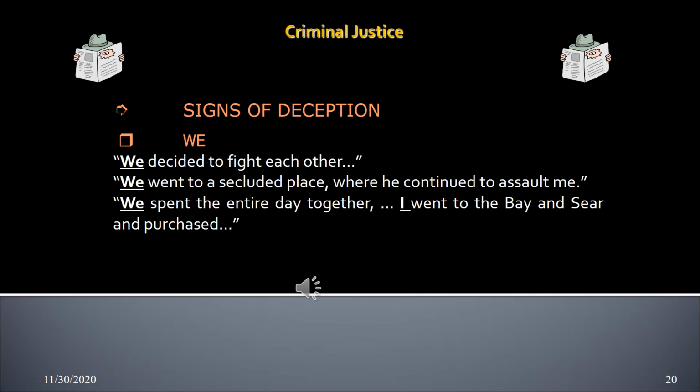"We went to a secluded place where he continued to assault me." "He took me to a secluded place where he continued to assault me" would be more consistent. "He dragged me." Once again, those are inconsistent nouns too, right? "We spent the entire day together. I went to the Bay and Sears and purchased."